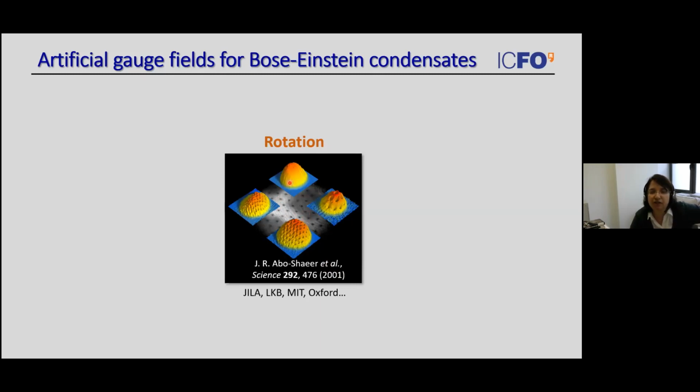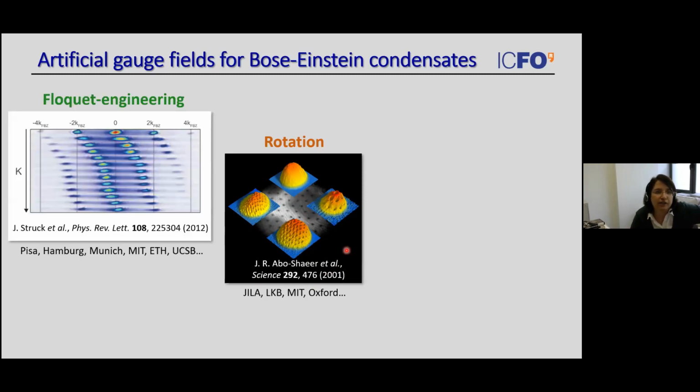But actually, the physics of the system is in some aspects similar to type 2 superconductors. You get vortices as well. Now, you can then, in this configuration, in this rotating frame, make your BEC behave as if each atom is just charged and is subjected to a magnetic field. But you have other methods to emulate these gauge fields with Bose-Einstein condensates.